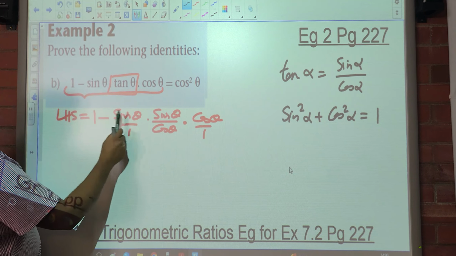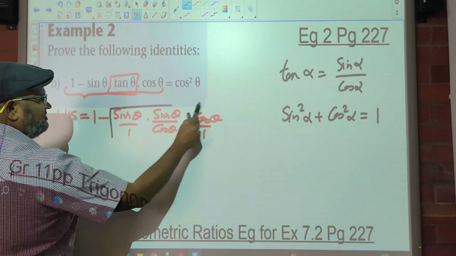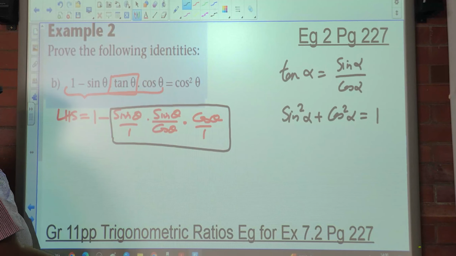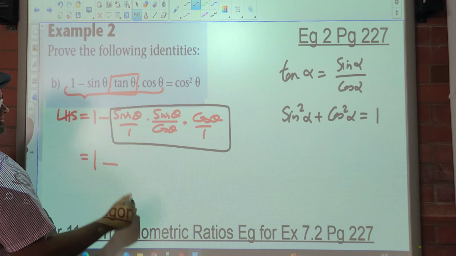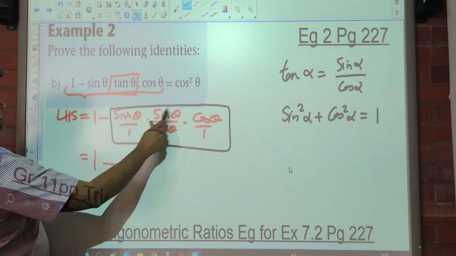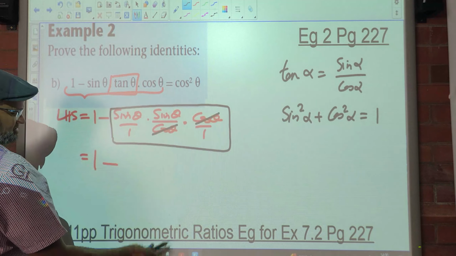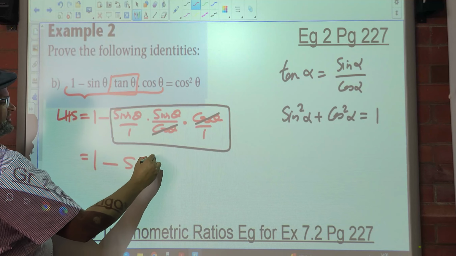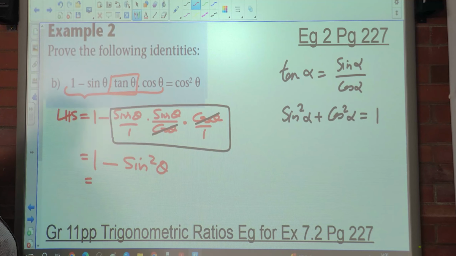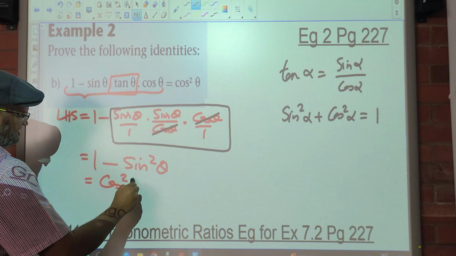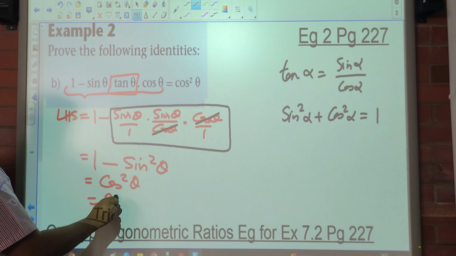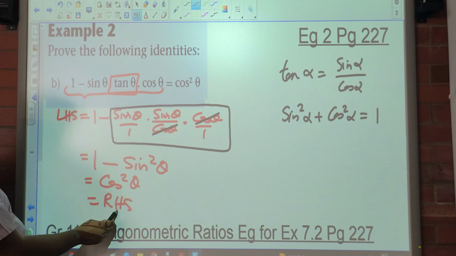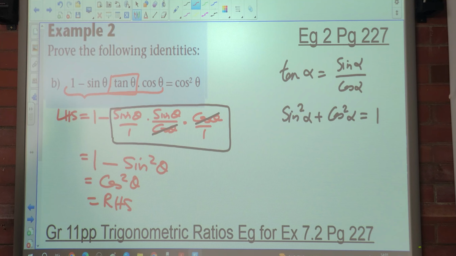So what I need to do is I need to first simplify this term. Okay. So there's 1 minus. What can happen here? Cos cancels cos. So what's sine theta times sine theta? Sine squared theta. What's 1 minus sine squared theta? Cos squared theta. Which is equal to the right hand side. We're not going to conclude like we did here. You're going to lose a mark.